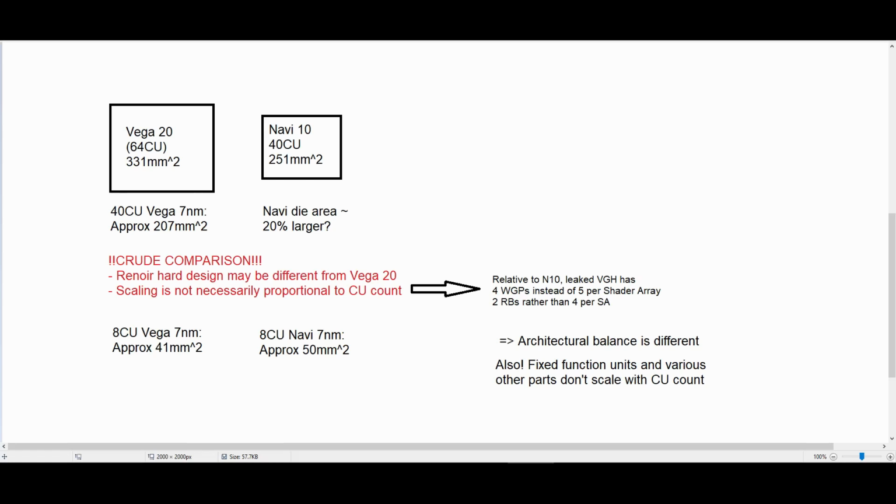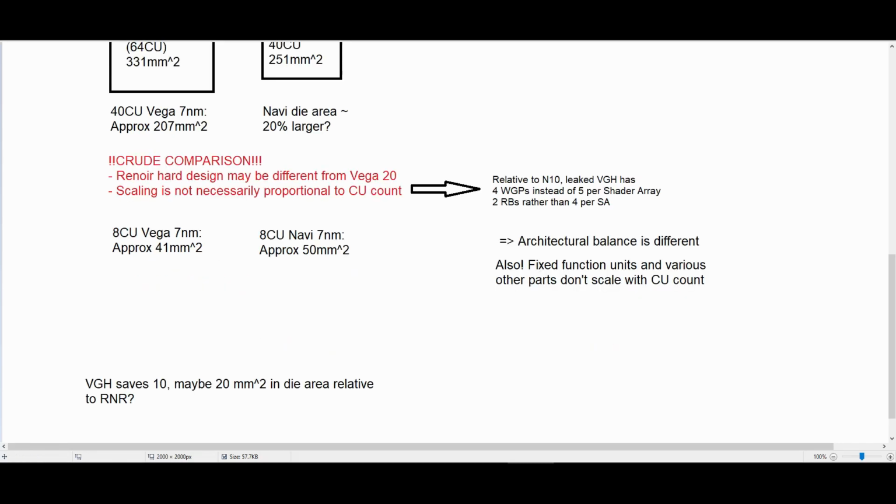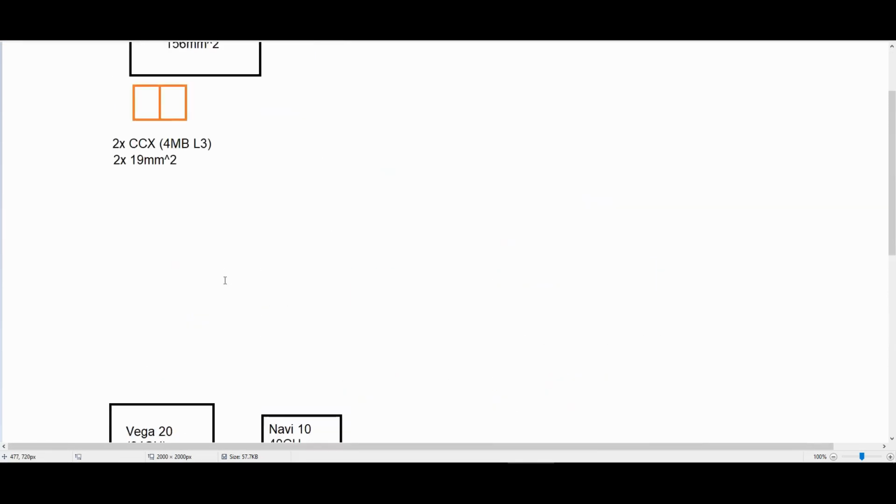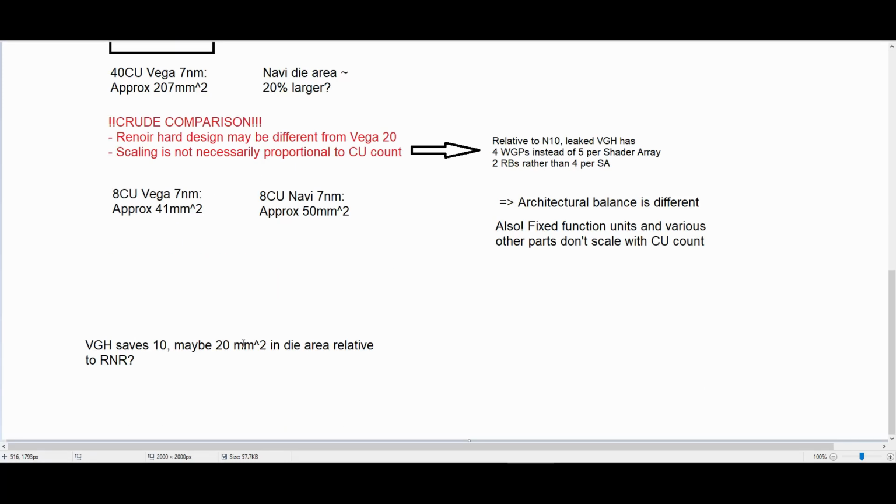I'm inclined to believe that RDNA would actually be larger, but I think it's quite difficult to prove that. But in either case, if we assume that the GPU is the same size, the CCX that you cut off is only 20 millimeters smaller. So you only save around 10%, 12% die area. So that's not really a worthwhile thing to do.